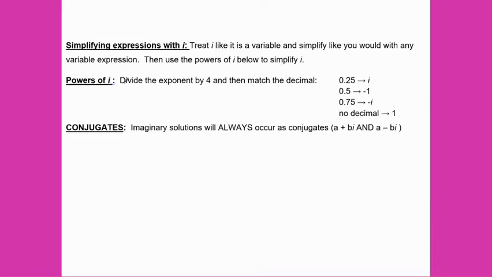To simplify the powers of i, you take the exponent and divide it by 4. Then we're going to look at the decimal part of that answer. If the decimal is a 0.25, we know it simplifies to i. 0.5, the exponent simplifies to -1, 0.75 to -i, and if there's no decimal, it's just 1. The other thing we need to remember about imaginaries is that they occur in conjugates, meaning there's a plus bi and a minus bi.